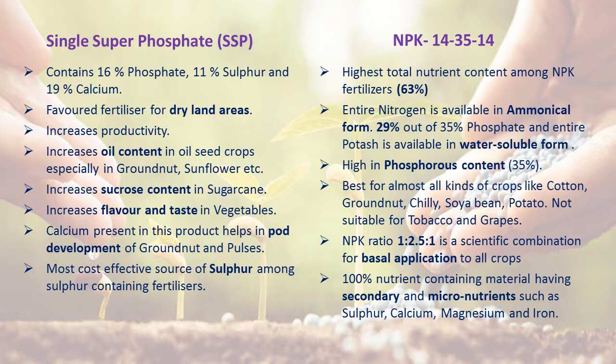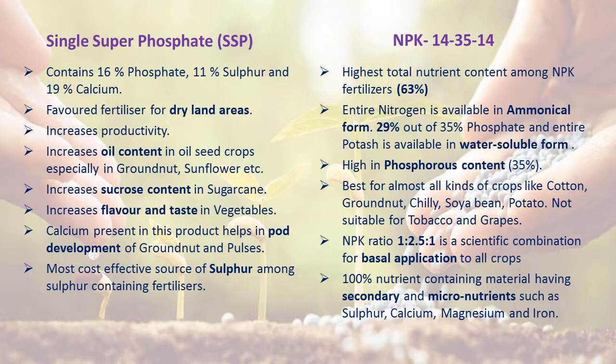in water soluble form, and the entire 14% of potash is also available in water soluble form. It is high in phosphorus content, and we know that if it is high in phosphorus content, then root penetration will be good for the plant. It is best for almost all kinds of crops, like groundnut, chili, potato, etc.